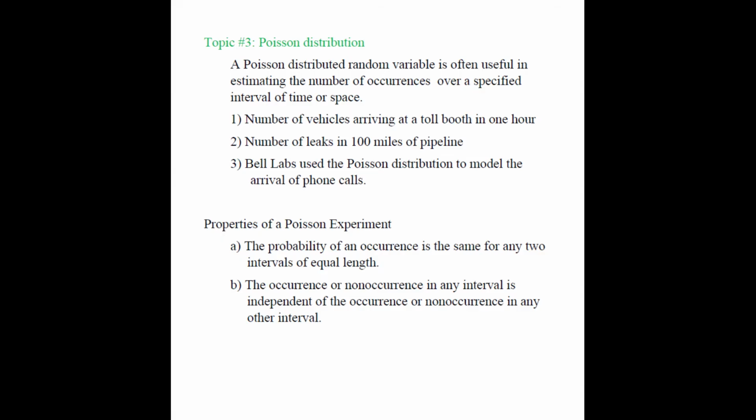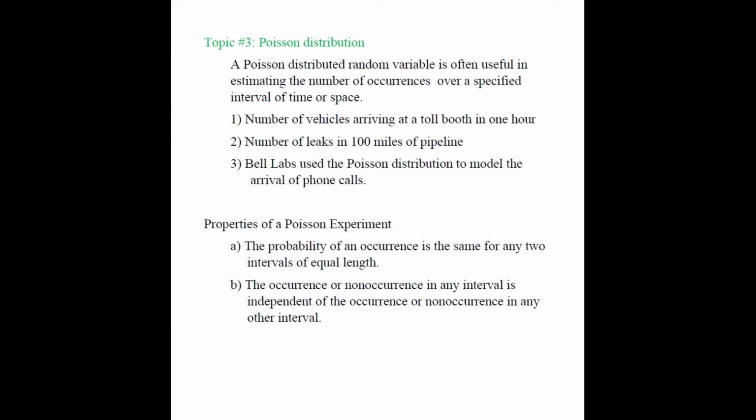Topic number 3, Poisson distribution. A Poisson distribution or Poisson distributed random variable is often used in estimating the number of occurrences in a specified interval. For example, number of vehicles arriving at a toll booth in 1 hour, number of leaks in 100 miles of pipeline, arrival of phone calls within a specified time period, for example within 15 minutes.